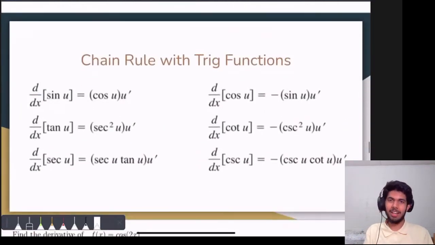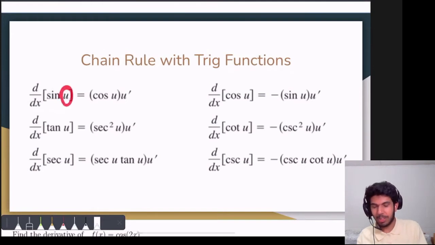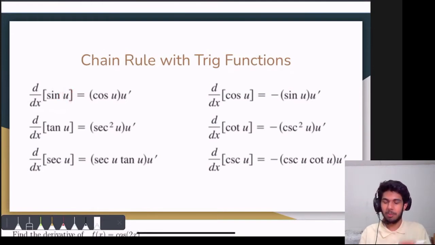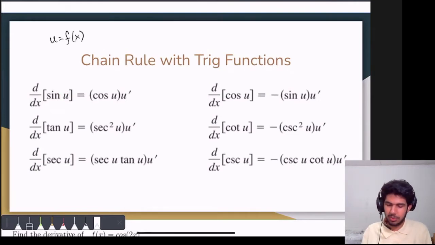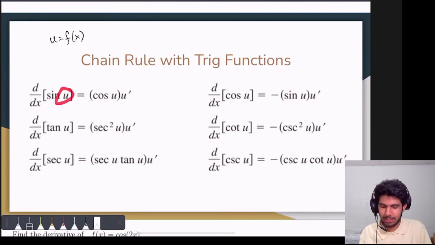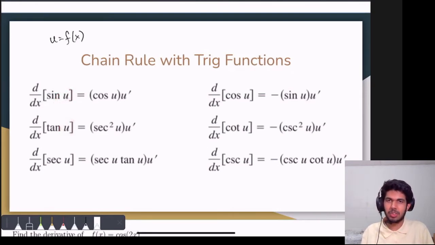So with that said, of course we have to visit our trig functions. So we're taking the derivative of the trig functions with respect to u. Well, actually not with respect to u. We're doing it with respect to x, but the functions themselves are on u, where u is a function of x. Okay, so this would be like sine of f of x or something, tangent of f of x, but we're just representing that function of x with a u.